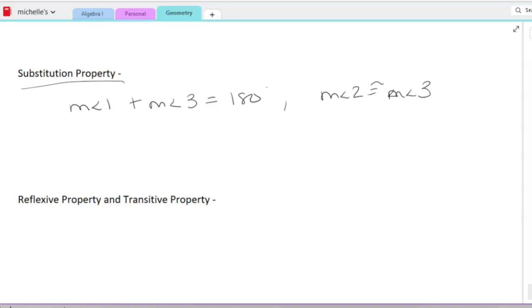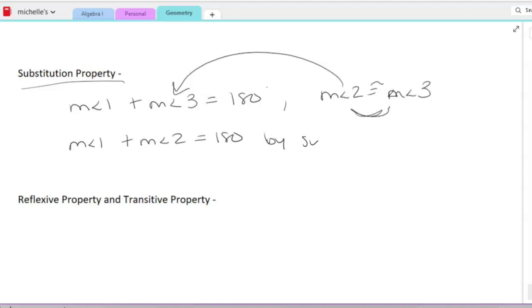So the substitution property says if I have two things that are the same, then I can make a replacement, right? i.e. substitute. So I could write measure of angle 1 plus the measure of angle 3 equals 180, or now I could write the measure of angle 1 plus the measure of angle 2 is equal to 180 by the substitution property. Okay, so it's a replacement. If you have two equal things, you can make the replacement.